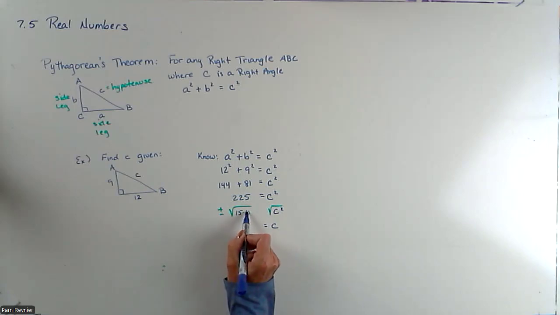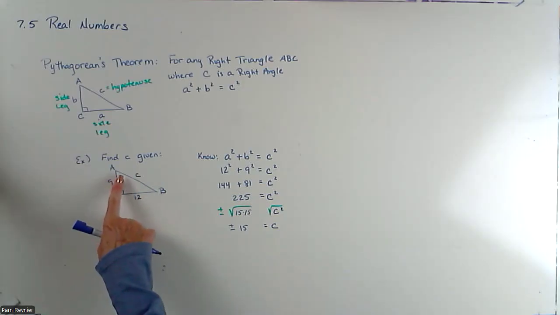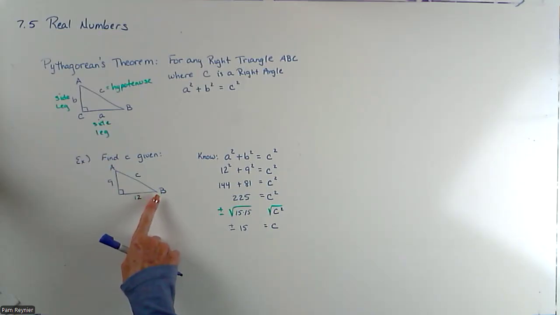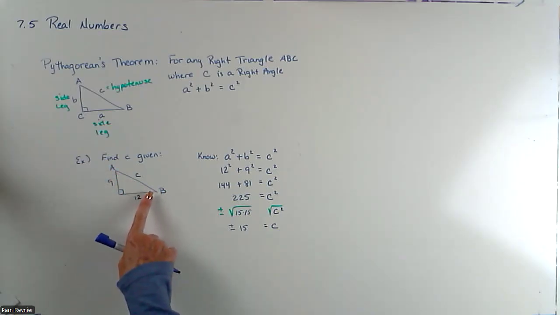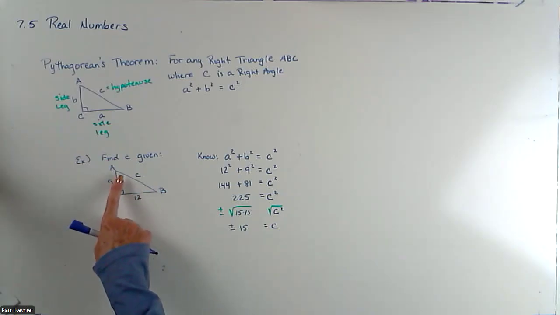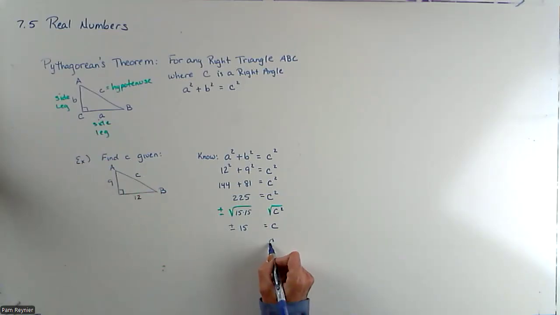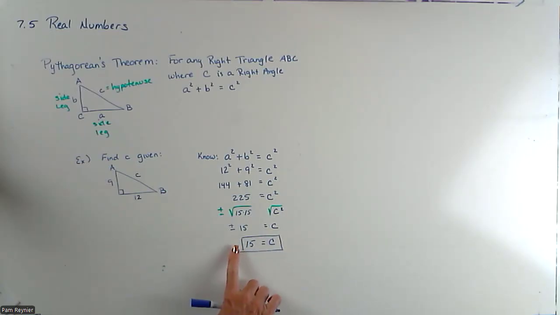So technically our answers are positive and negative 15, but because we're talking about the length of a side, and we talked about this earlier, you cannot measure distance using negative. There is no ruler that has a negative on it. We can only use the positive root and get 15, sorry about that.